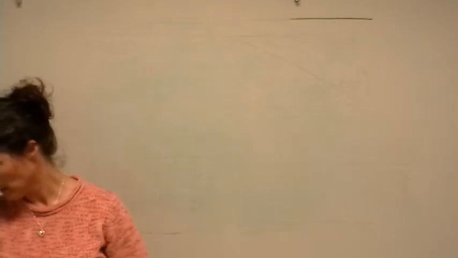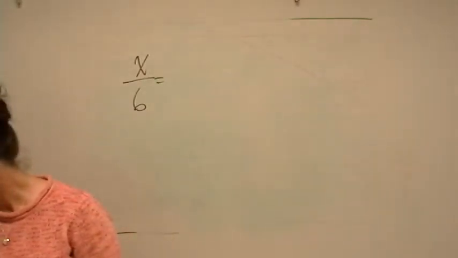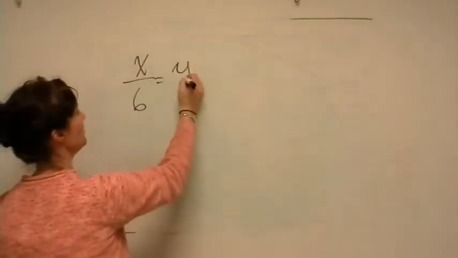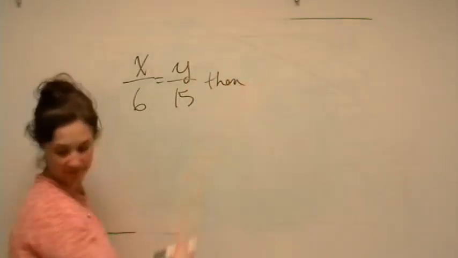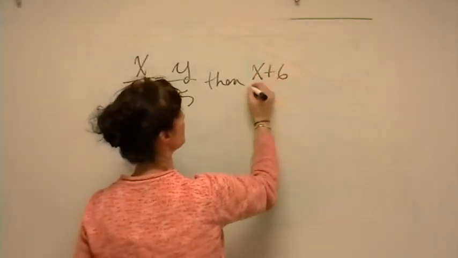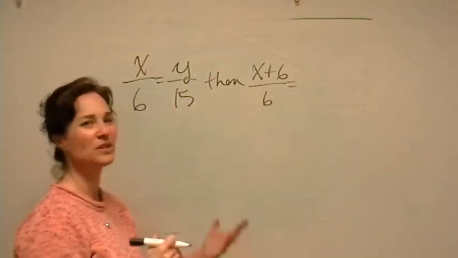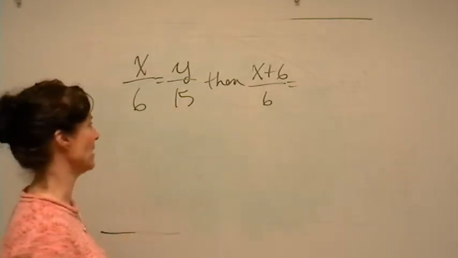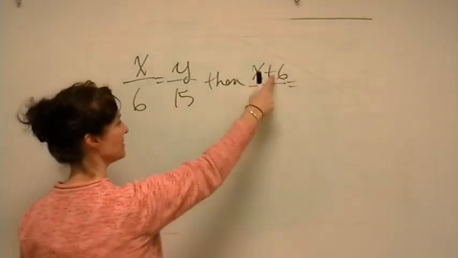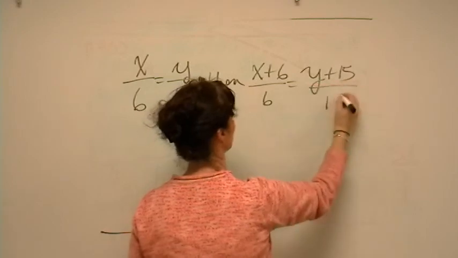Now some of the problems that we have. Number 5 on page 367 says if x over 6 is equal to y over 15, then x plus 6 over 6 equals question mark. There's no way to work this by doing cross products or anything, so you have to remember the rule. They added 6 to the top, so I can add 15 to the top. So I say y plus 15 over 15.